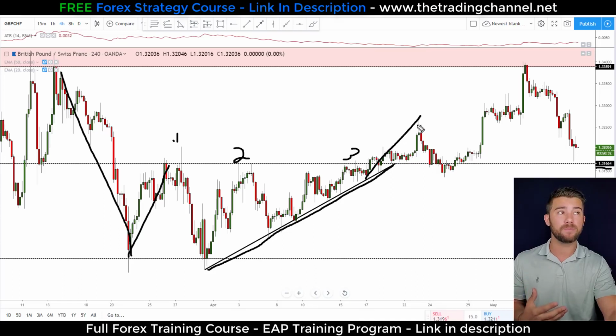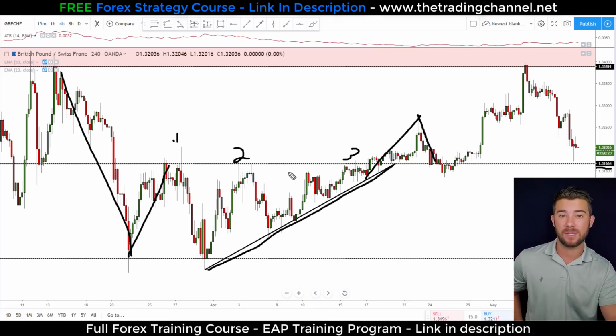After this breakout, what do you want to do? Well, for me, the rules I've created for consolidation breakout patterns is, after this breakout, I want to wait for the market to pull back and at least touch that previous resistance level.